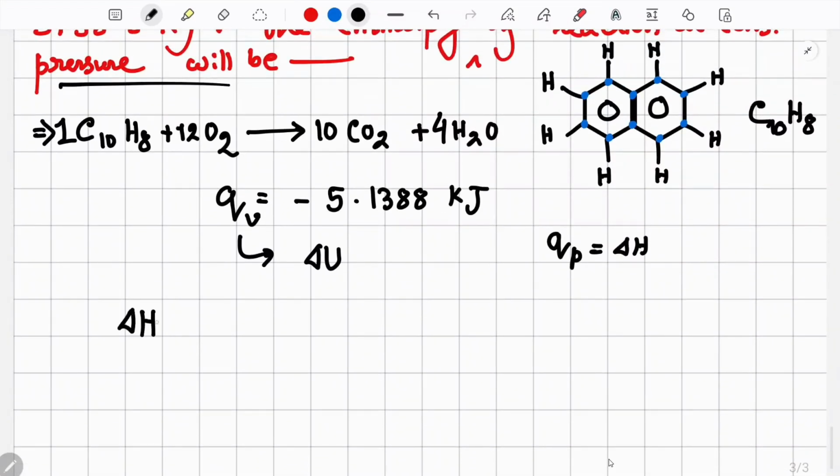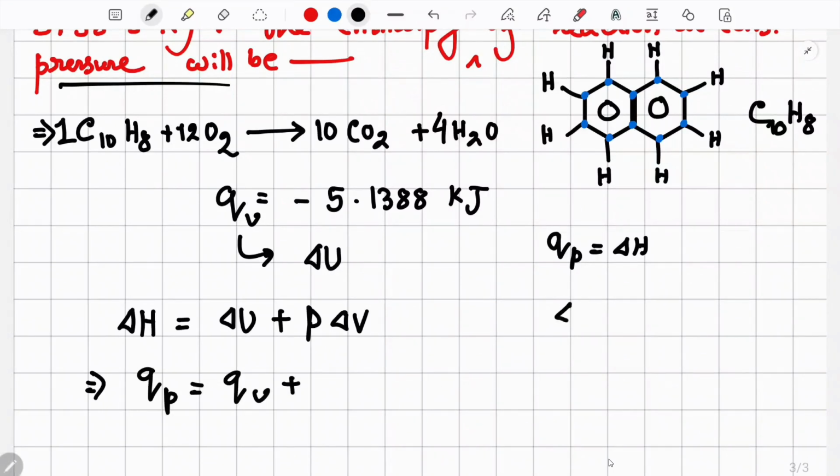So delta H equals delta U plus P delta V. How can you do it? You can write Q_P equals Q_V plus P delta V, and delta V is actually delta n into RT by P. So P delta V is delta n_g RT. This is for gas only.